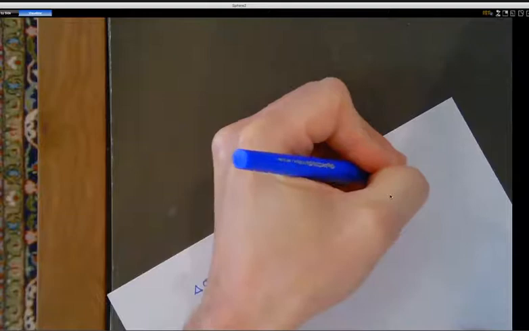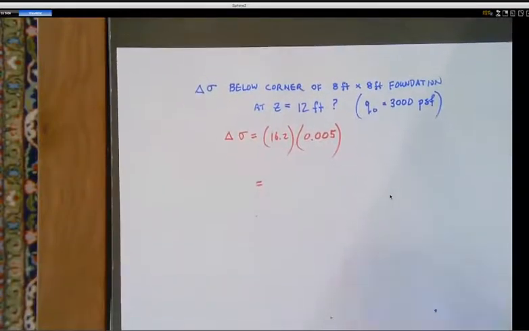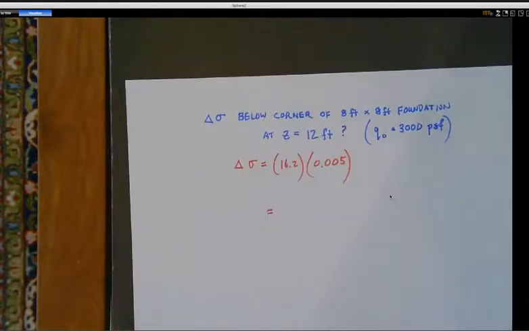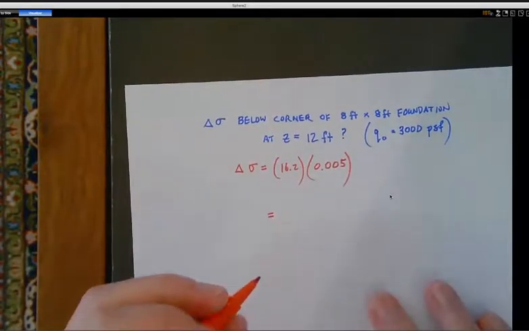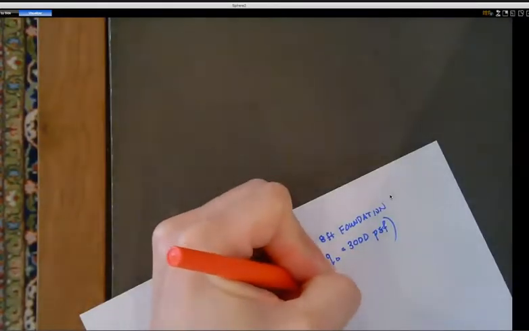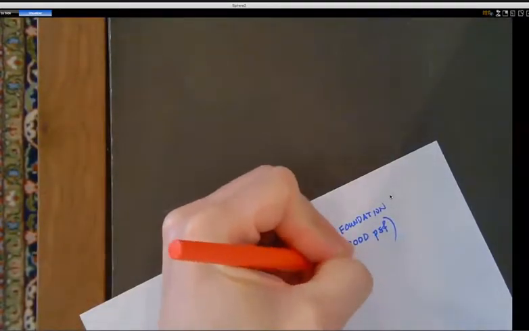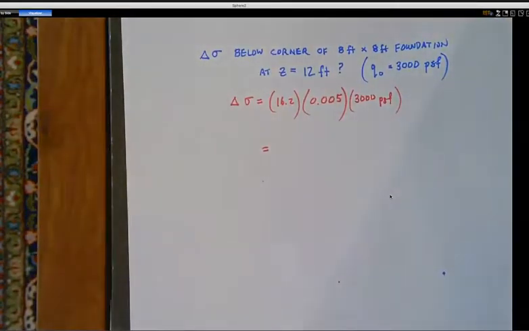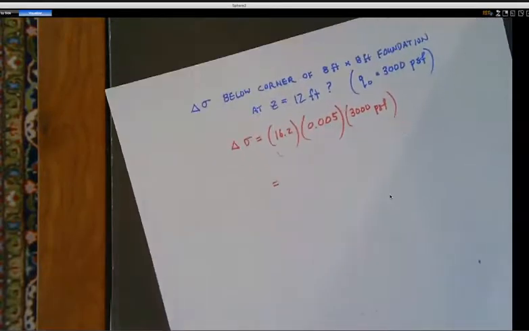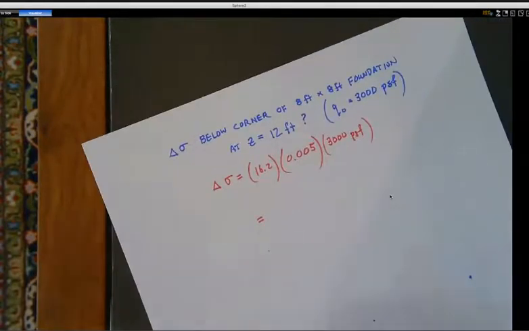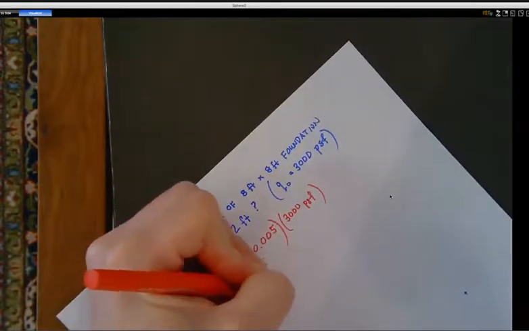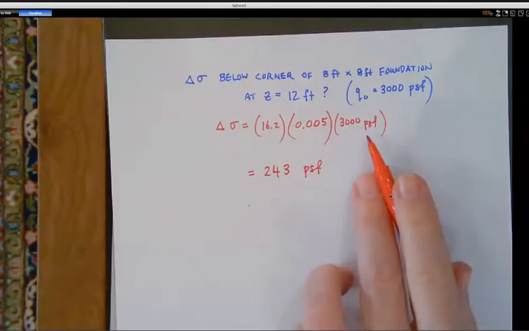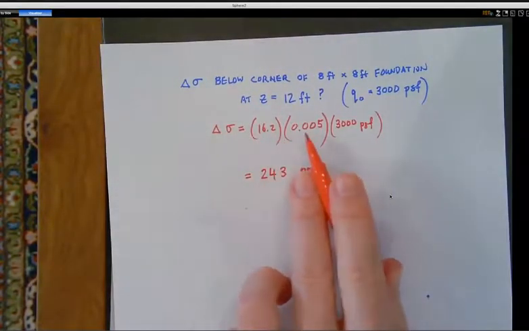3000 PSF, let's say. All right, so delta sigma would be 16.2 times 0.005 times 3000 PSF. And do we have any calculators revved up here to get a number? 243 pounds per square foot. I didn't hear that. I think that was Evan. 243. 243. And PSF, I heard, and that would be correct. Your units hold, and these are dimensionless.